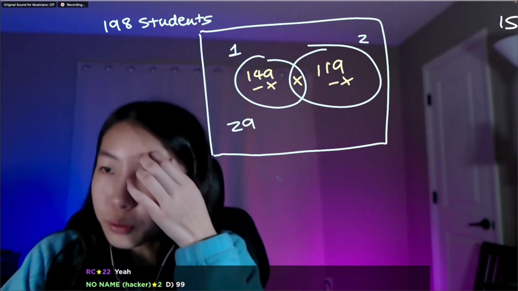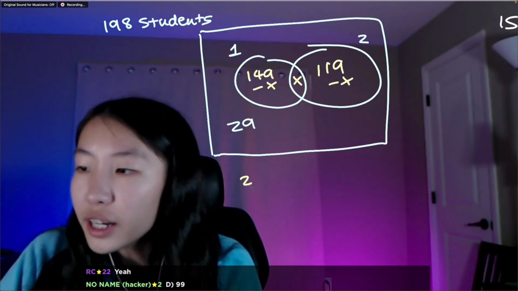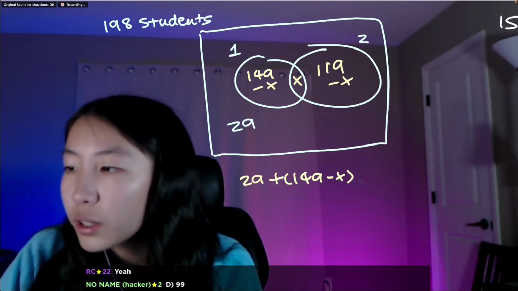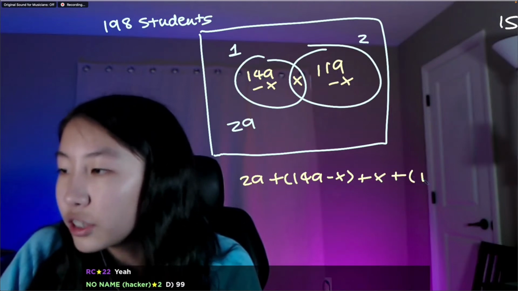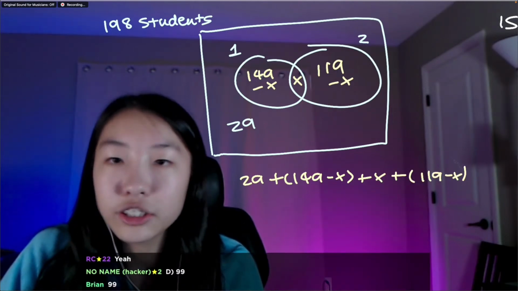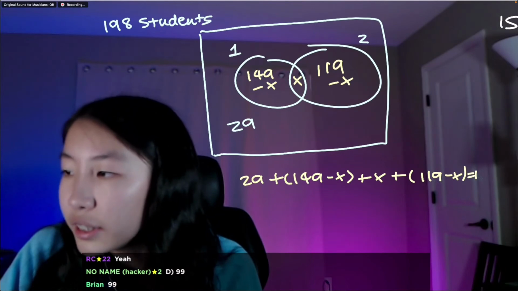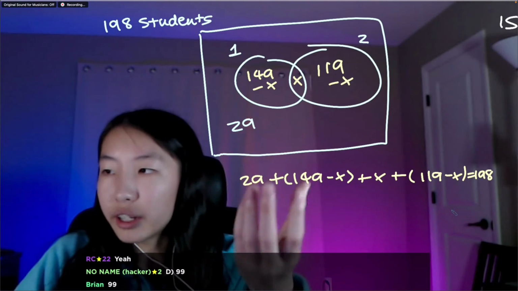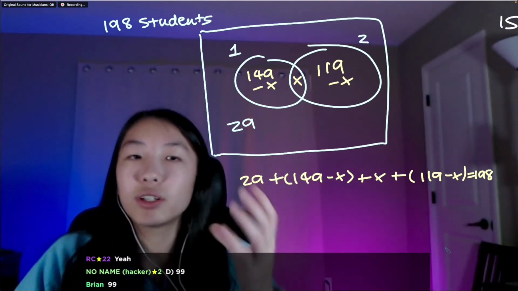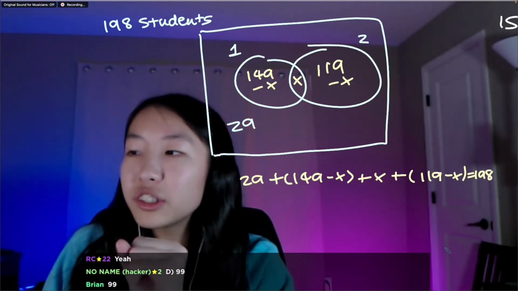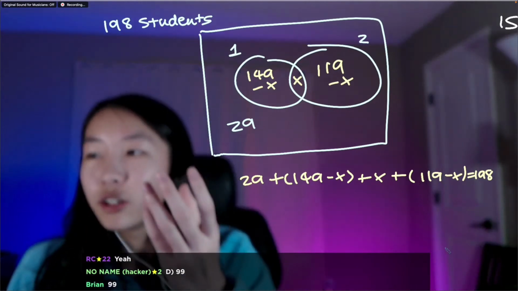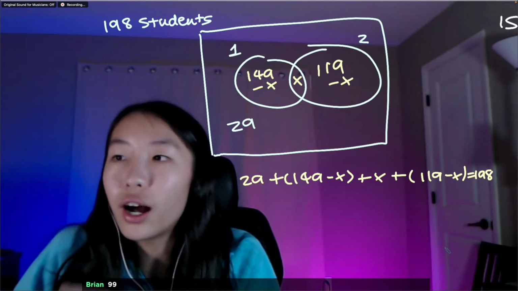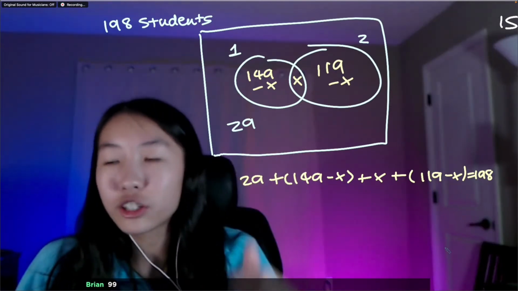So what we can now do is add 29 plus 149 minus x plus 119 minus x, and that is going to be equal to 198. And the reason why we couldn't just add 149 and 119 right away is because there is some overlap. It could be 0, but we know because right away when you sum it, it's greater than 198, there has to be a positive overlap. So that's where the x comes in.